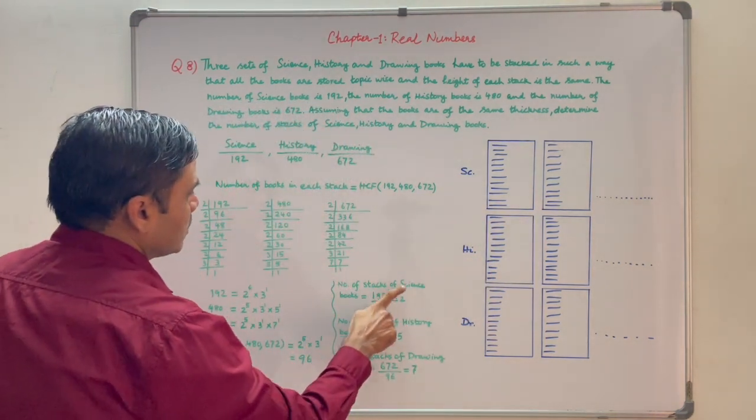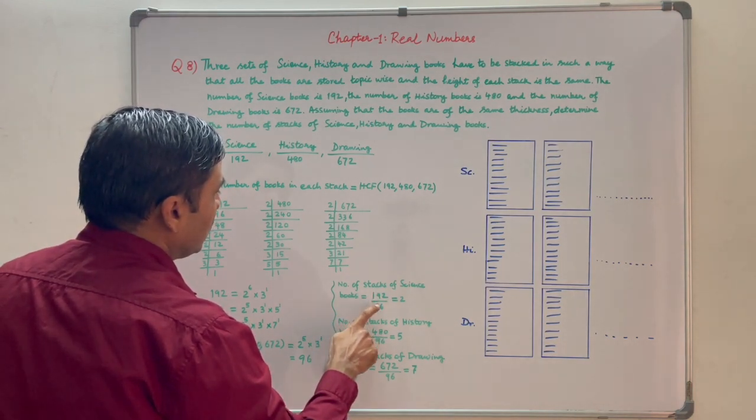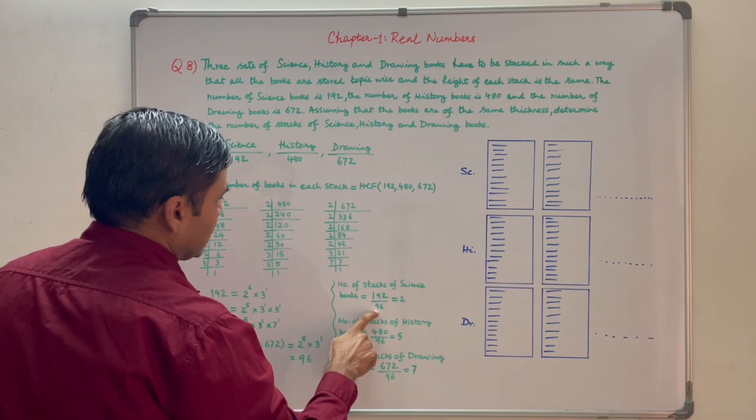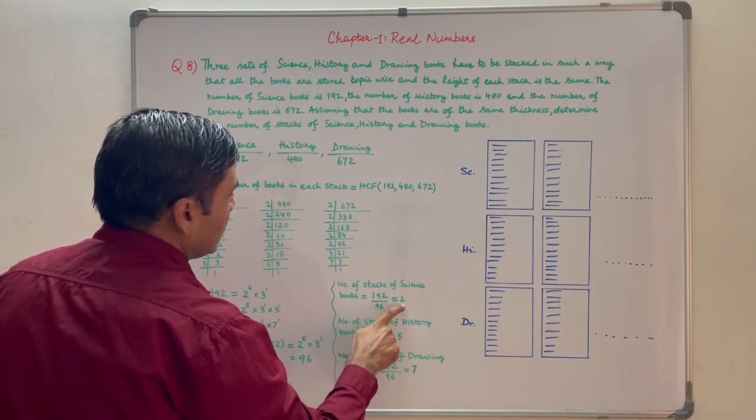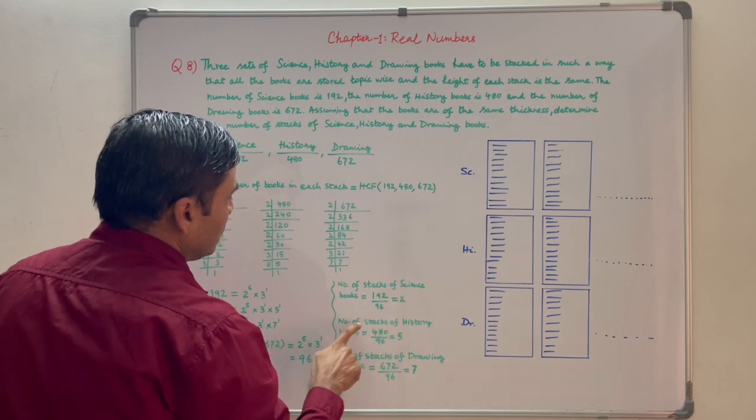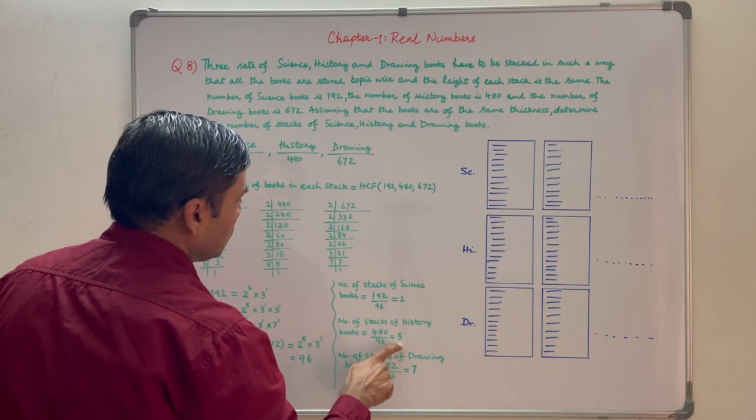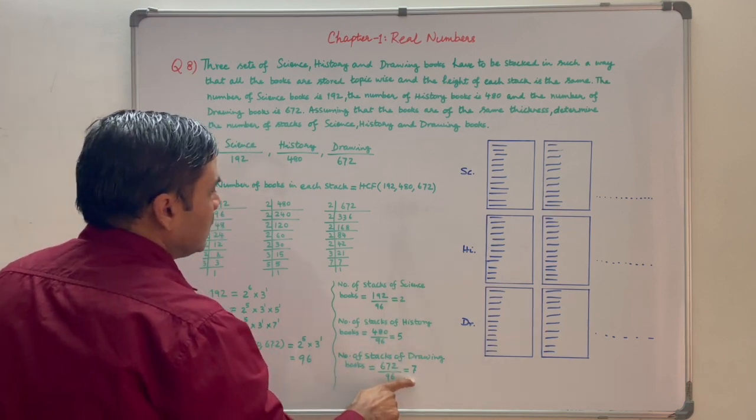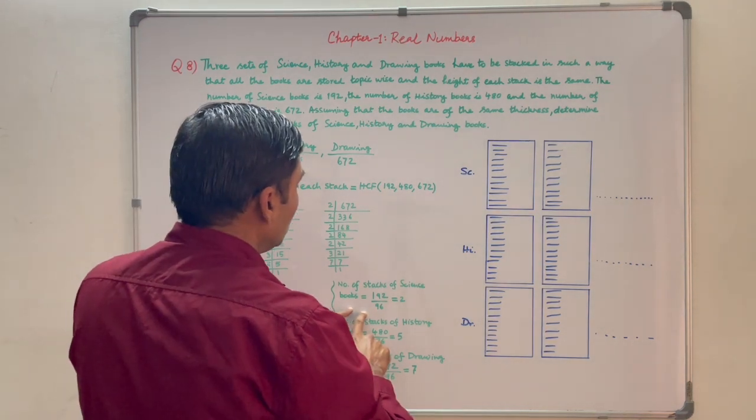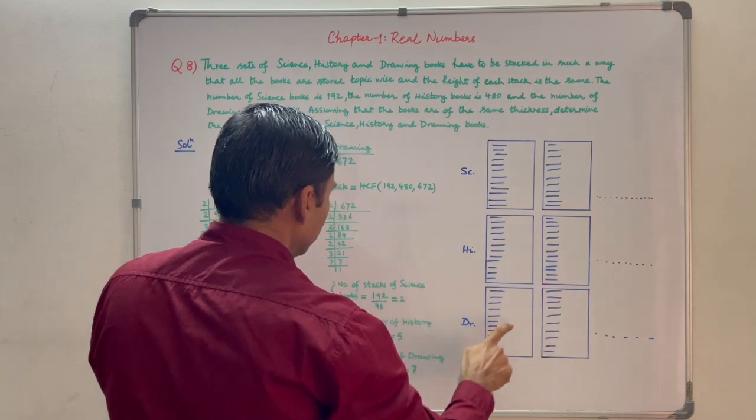So the number of stacks of science books is equal to the total number of science books upon the number of books in each stack. That will be equal to 192 upon 96, and that is equal to 2. Similarly, we can find the number of stacks of history books, that is 5, and the number of stacks of drawing books, that is 7. It means there are 2 stacks of science books, 5 stacks of history books, and 7 stacks of drawing books.